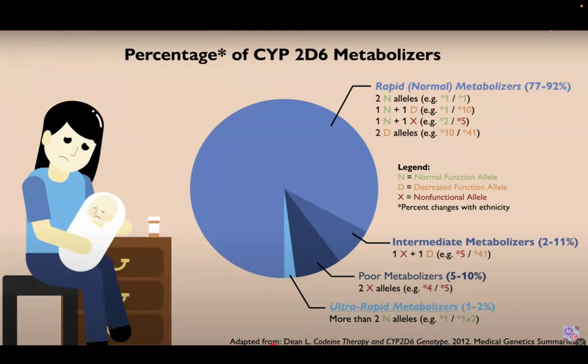See, percentage of CYP2D6 metabolizers. The very first category, 77 to 92%, have normal function, which again is termed rapid metabolizer. Here N stands for normal function allele, D stands for decreased function allele, and the cross stands for non-functional. And we have percentages also. So to fall under the rapid or normal metabolizer category, persons have four different options. If a person has two normal function alleles, that can be classified as rapid metabolizer.